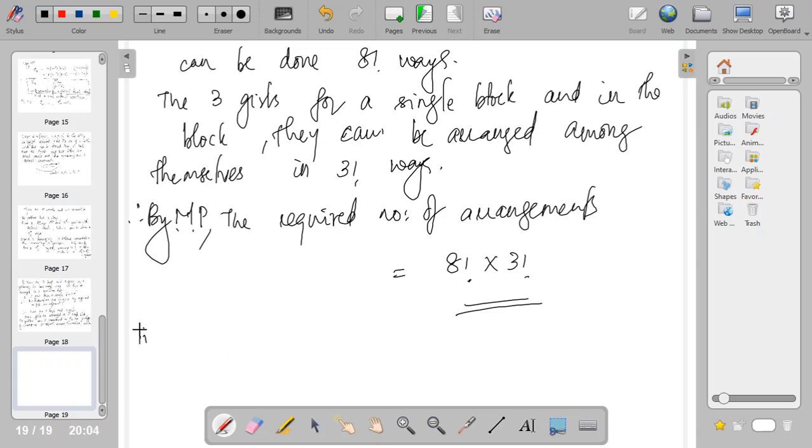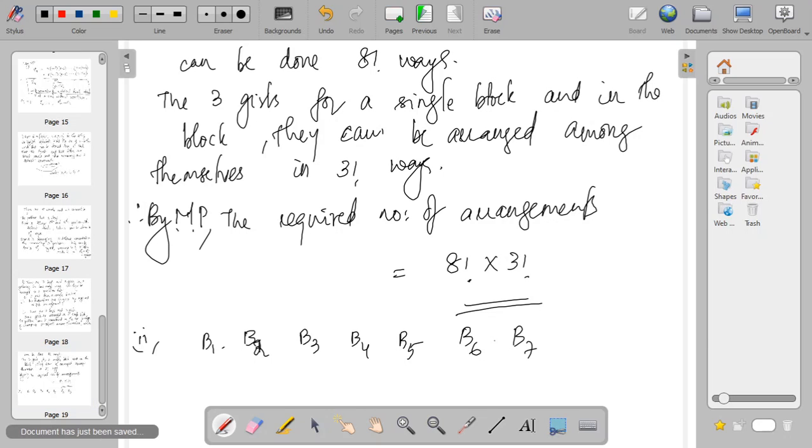So let us see what is the solution of the second part. Now in the second part, the 2 end positions must be occupied by the boys and no 2 girls must be adjacent. So let us first arrange the positions for boys. There are 7 boys, B1, B2, B3, B4, B5, B6 and B7. These will be the 7 positions in which the boys are arranged. That can be done in 7 factorial ways.